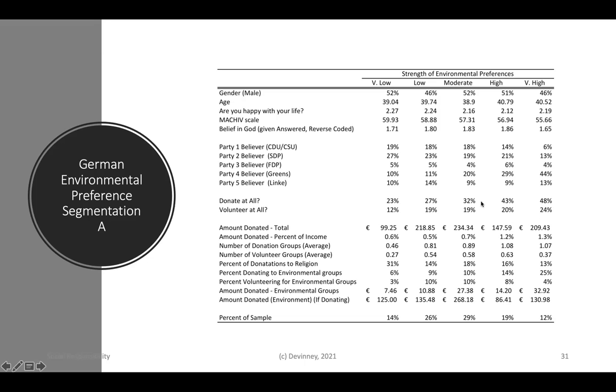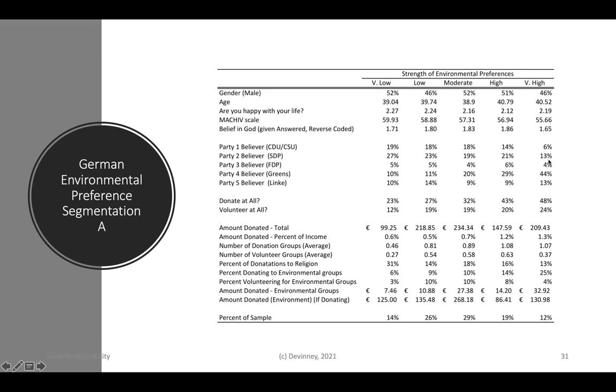Are they more likely to donate money? The answer appears to be yes. Are they likely to donate more money? Well, that's not the case. But as a percent of income, they're donating more. You can work your way through it. And where do they donate? Well, they donate much more, but not a huge amount more, but certainly much more to environmental groups. And the amount that they donate is, relatively speaking, small.